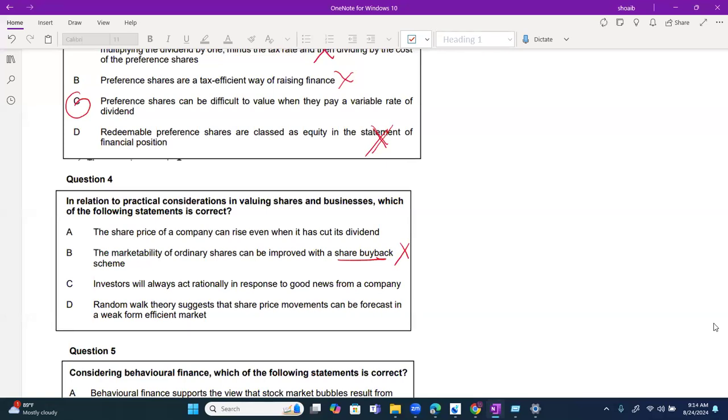Marketability will decrease. What is marketability? How easily you can sell. When a share is expensive, you can't sell it easily. Investor will always act rationally and respond to good news. Investor is not rational generally. Practically, investor is not rational.